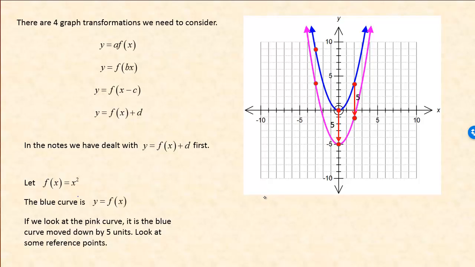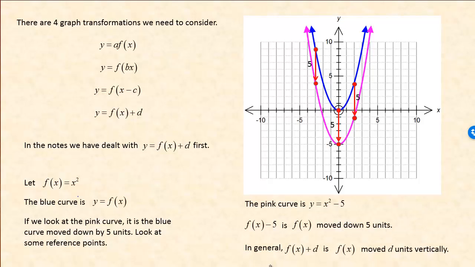And we could look at another point over here as well. The pink curve is y is x squared minus 5. F of x minus 5 is f of x moved down 5 units. Now you have to use the right words here. If you use that, you won't get the marks in the test. You have to say translated 5 units down. In general, f of x plus d is f of x, remember to use the word translated here, d units vertically.